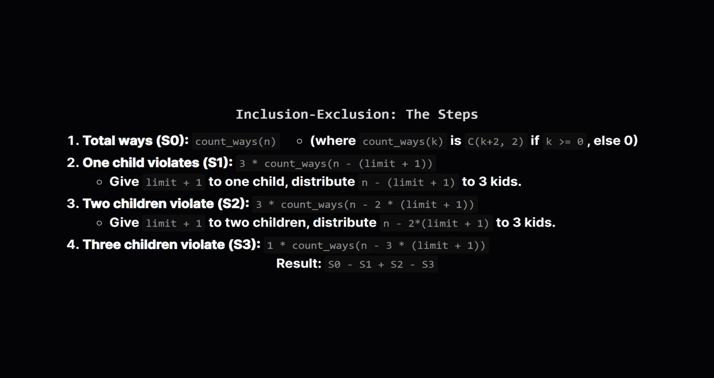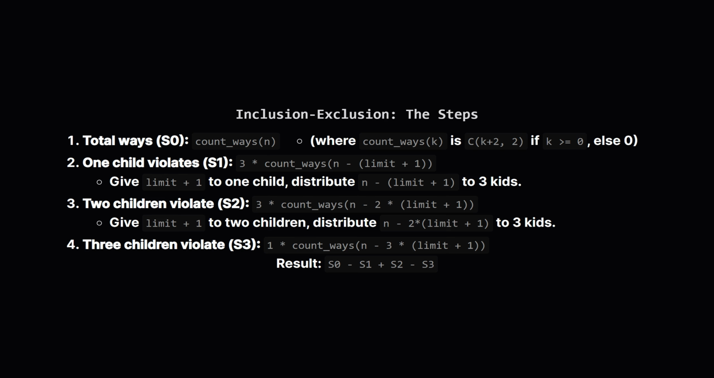First, we calculate the total ways to distribute n candies to 3 children without any upper limit. Let's call a helper function count_ways(k) that calculates (k plus 2) choose 2, which is (k plus 2) times (k plus 1), all divided by 2. So this is count_ways of n.